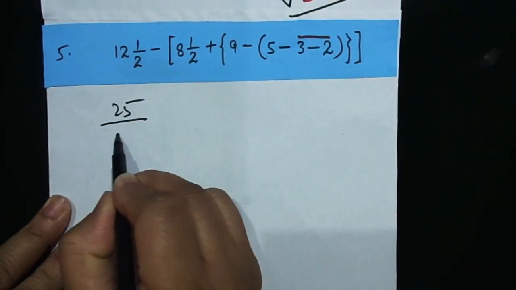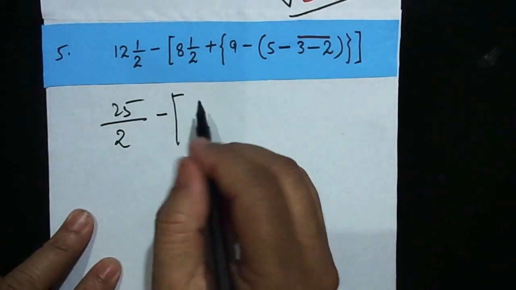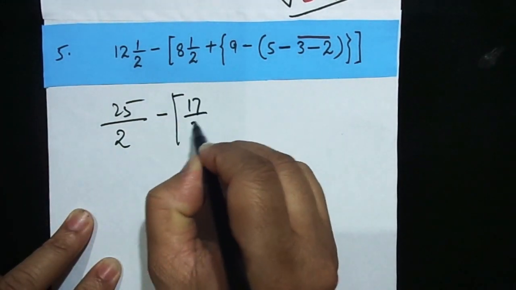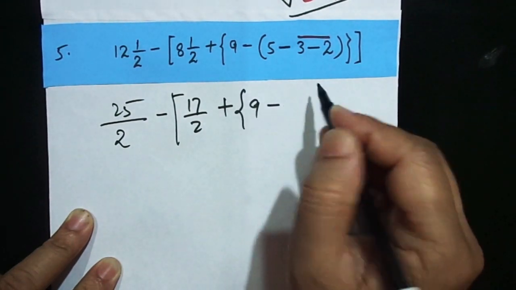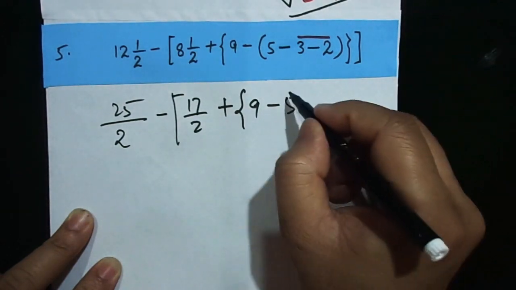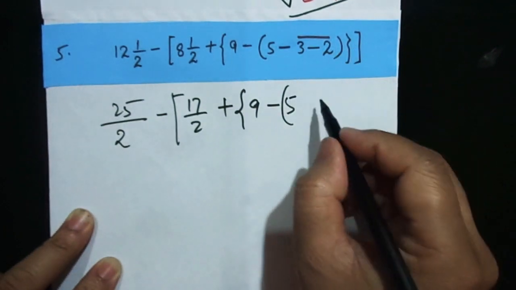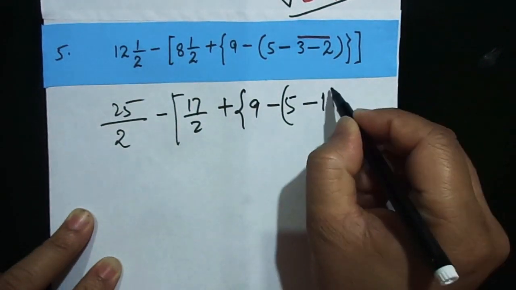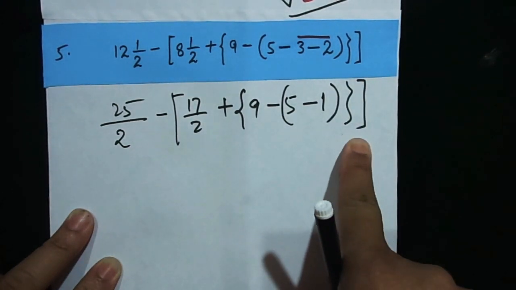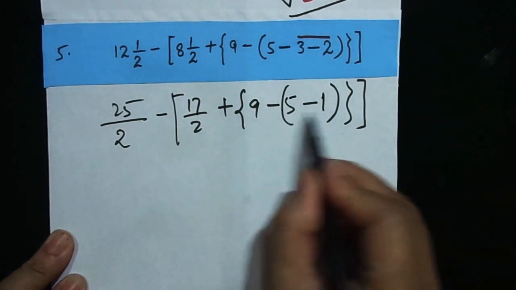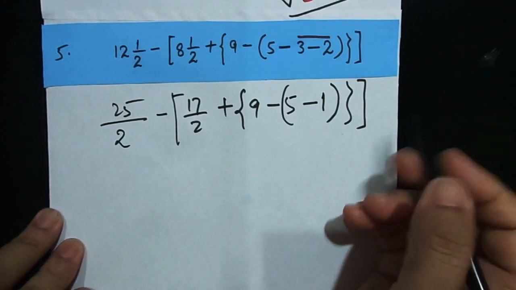25 by 2 minus, we'll keep on changing it into improper fractions, 17 by 2 plus 9 minus 5. 9 minus 5, 3 minus 2. 3 minus 2 is 1. So minus 1. This is what we were supposed to do. Now, once again, I have to remove this bracket. As I said, we first solve the small bracket, then the curly, then the big bracket.